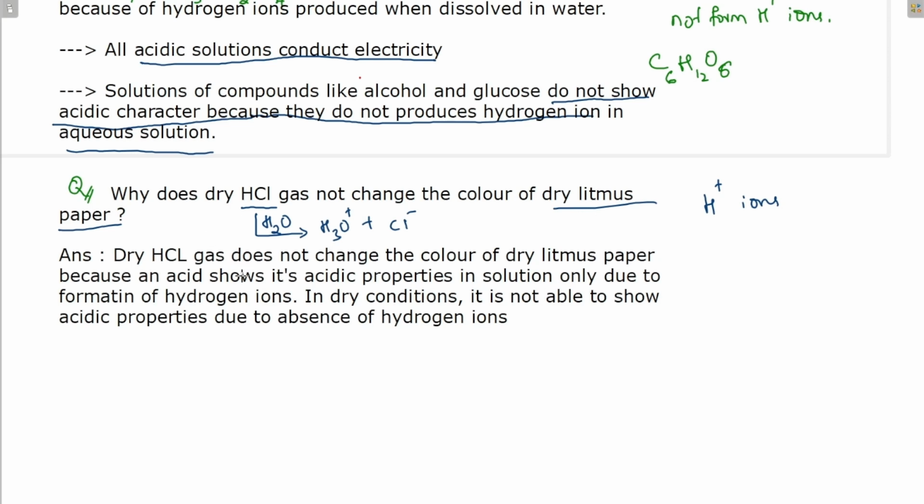Dry HCl gas does not change the color of dry litmus paper because an acid shows its acidic properties in solution only, due to the formation of hydrogen ions, and in dry condition it is not able to show acidic property due to the absence of hydrogen ions. That is, it is not dissociating, meaning splitting into ions, so it is not going to show the acidic character. Now this is all clear about what happens when an acid is dissolved in water.